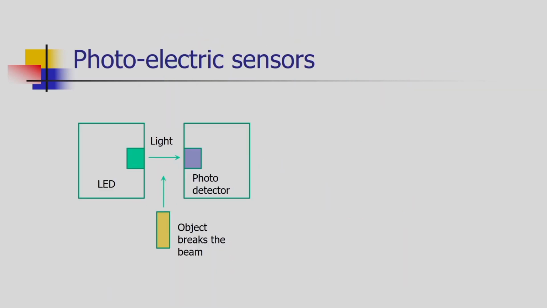The next group of sensors is photoelectric sensors. In this group, a pair of LED and photodetector is used to detect the passage of light continuously. So, when an object breaks the beam of light, the passage of light from LED to photodetector, it generates a pulse. So, we are getting a pulse here, or an electrical signal.